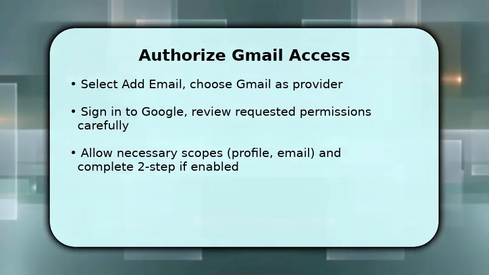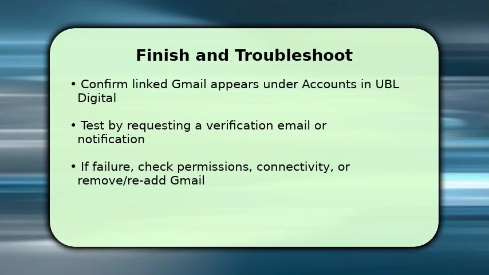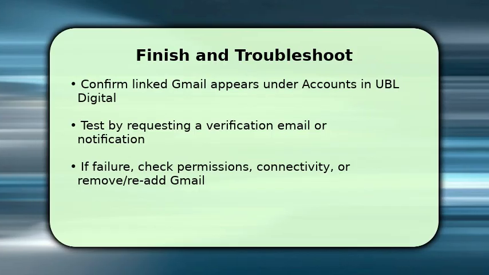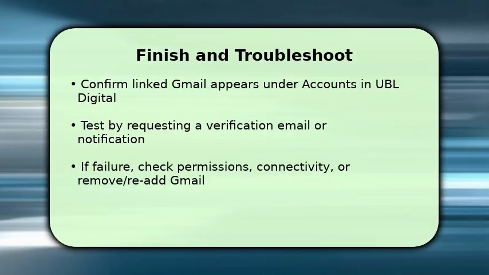Finish by confirming the Gmail entry appears in Accounts or linked emails inside Ubl Digital. Tap it to verify settings and request a test message or notification to ensure delivery. Make sure sync and notification permissions are granted in your phone settings so messages arrive.